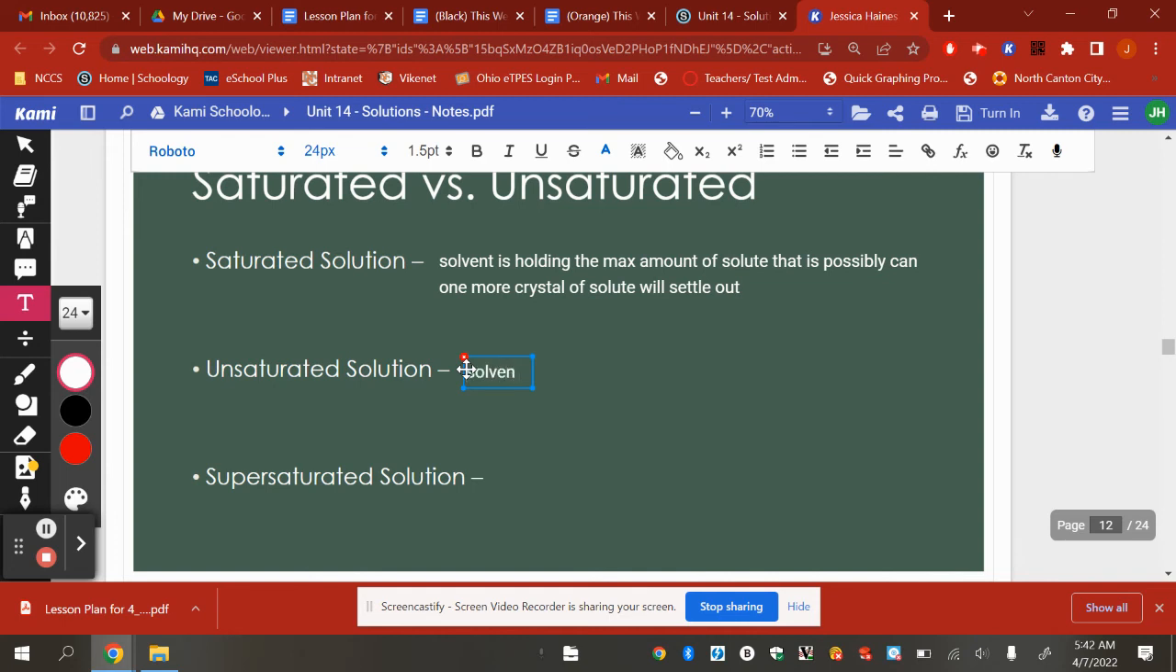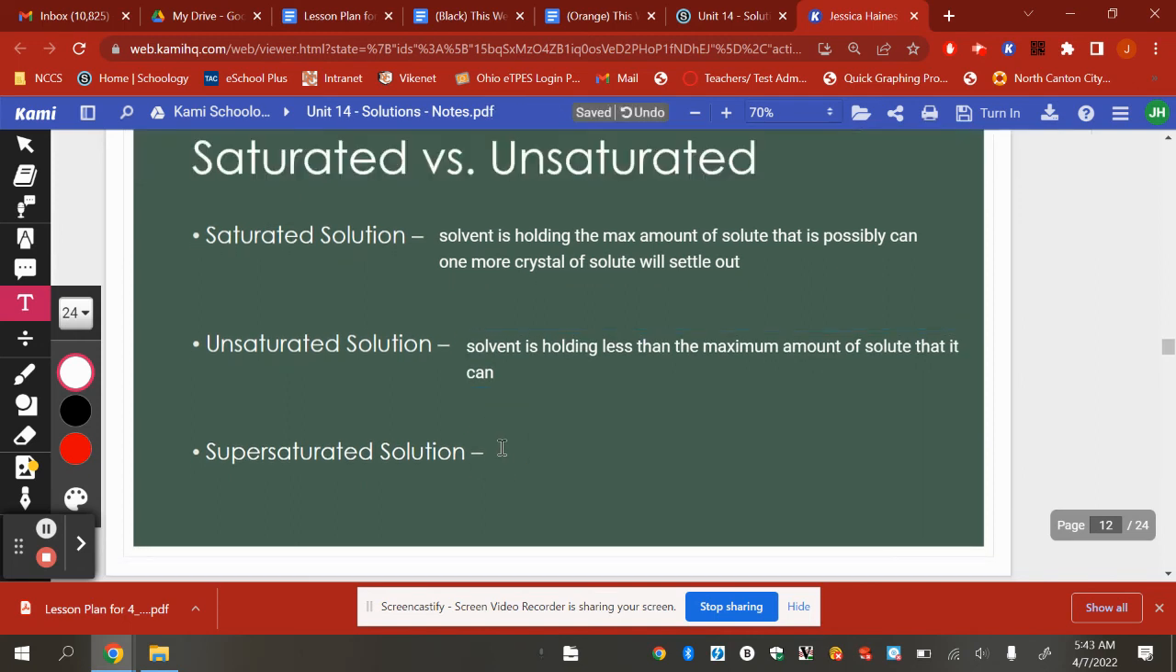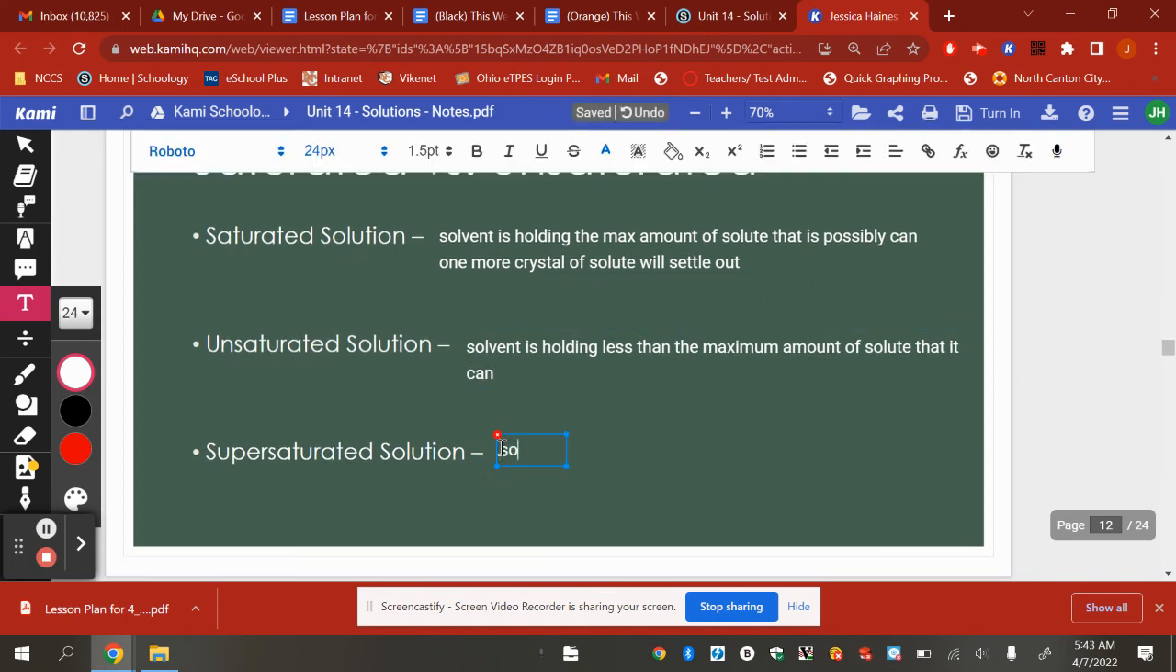Unsaturated: solvent is holding less than the maximum amount of solute that it can. So it can basically hold more. And then supersaturated is a unique place. Supersaturated is when the solvent is holding more than it's supposed to.